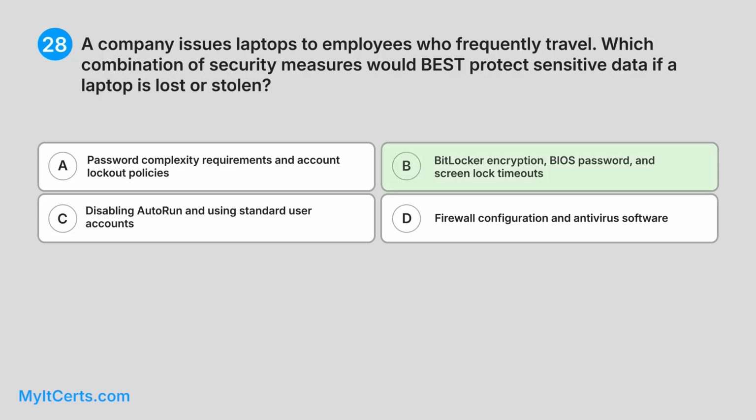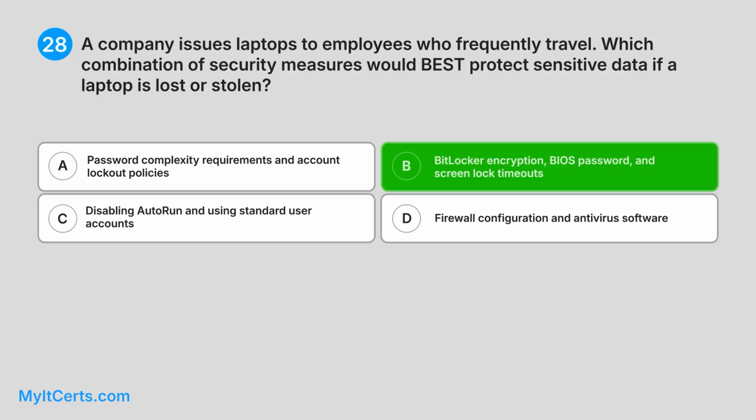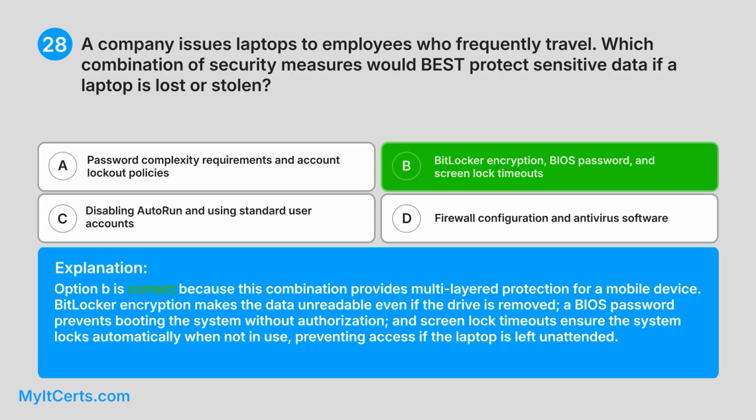Correct answer, B. BitLocker encryption, BIOS password, and screen lock timeouts. Explanation: Option B is correct because this combination provides multi-layered protection for a mobile device. BitLocker encryption makes the data unreadable, even if the drive is removed. A BIOS password prevents booting the system without authorization, and screen lock timeouts ensure the system locks automatically when not in use, preventing access if the laptop is left unattended.